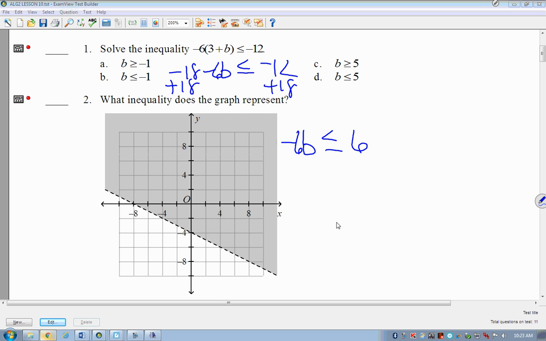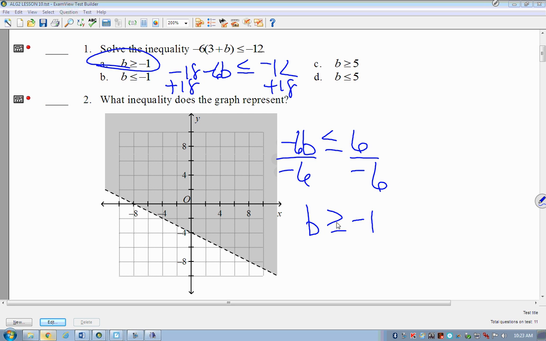So I've got another step here then, right? John, what is that step? Divide by -6. And so what's your answer? B, he says B is less than or equal to -1. Is he correct? No, he's not. Why? Because I divided by a negative. So B is greater than or equal to negative 1.